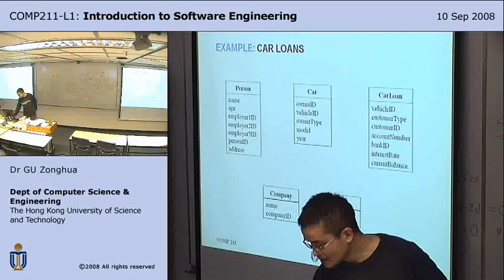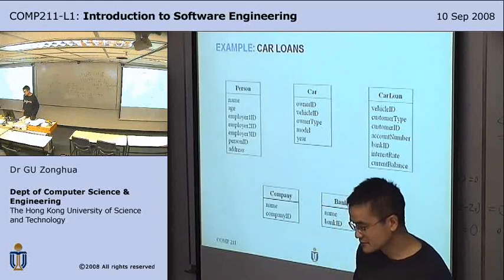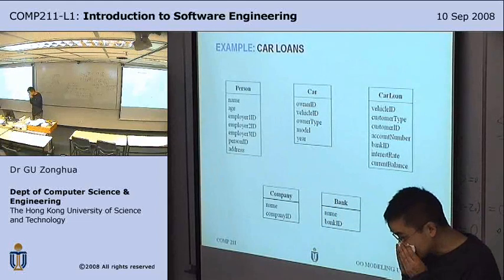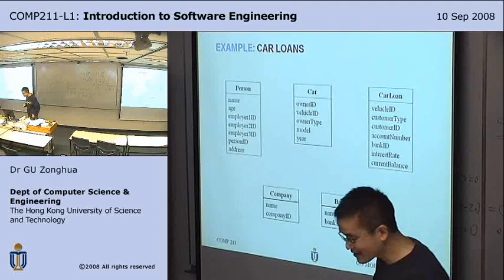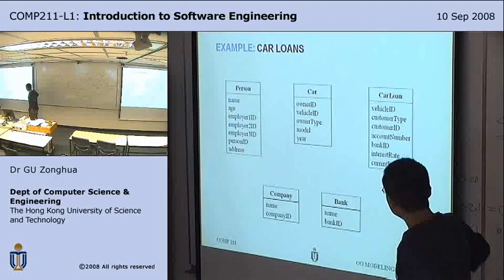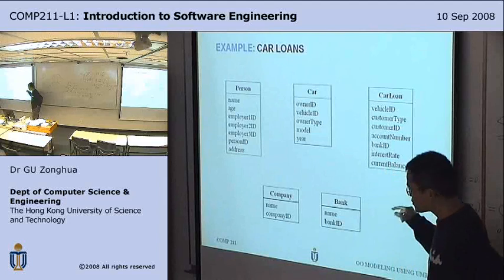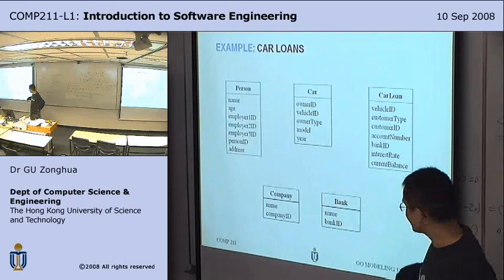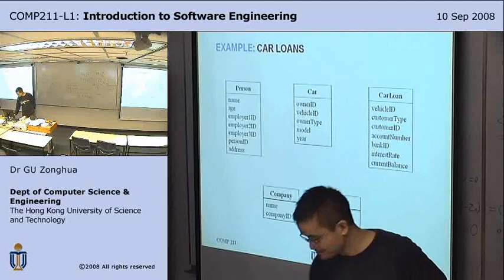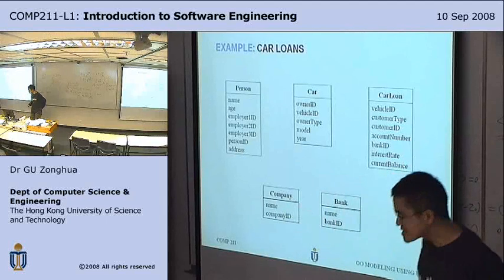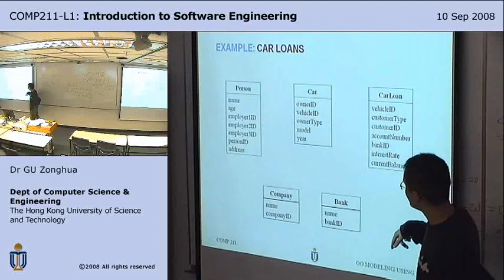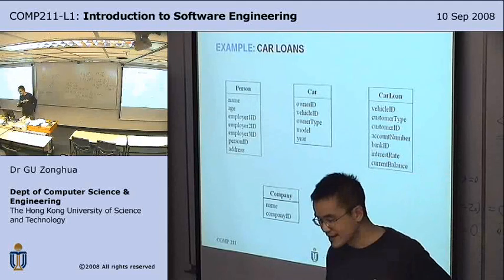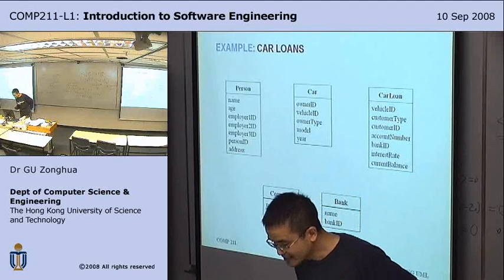So here's the first step. You draw all the classes first without any of the associations. Then you add them gradually. So person, car loan, company, bank. Each class has a bunch of attributes. So notice that you have these ID attributes. Company has a company ID, bank has a bank ID, car has a vehicle ID, etc.